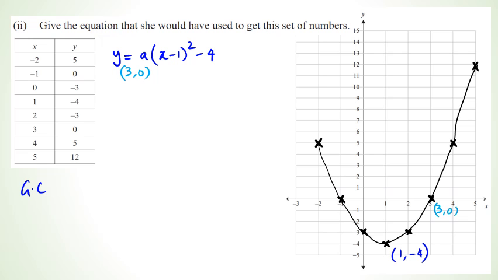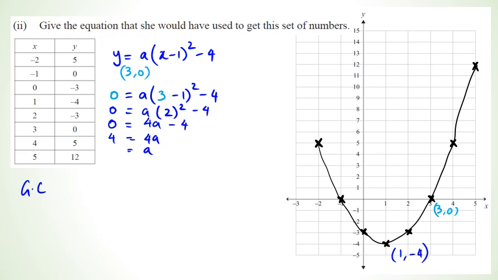So when I substitute 3 and 0, I should figure out what my A value is. Sorry, I got that the wrong way around. I have 0 equals A times (3 minus 1) squared minus 4. So when I solve this, I get 0 equals A times 2 squared minus 4. 2 squared is 4, so 0 equals 4A minus 4. Rearranging, I get 4 equals 4A. A is equal to 4 divided by 4, so A equals 1. So my equation is y equals (x minus 1) squared minus 4.